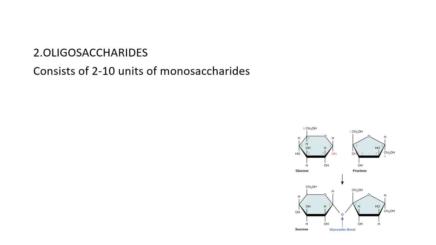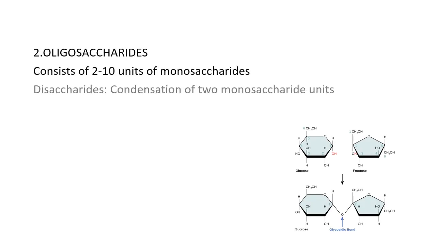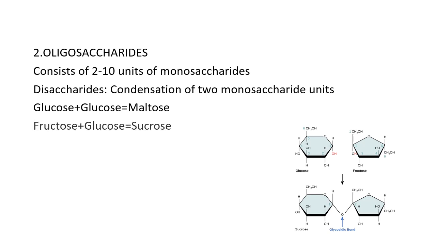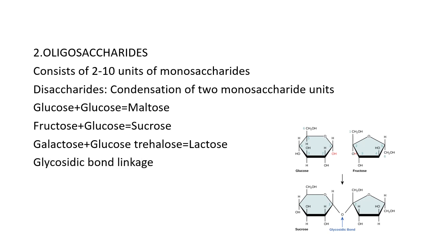This consists of 2 to 10 monosaccharide units. Disaccharides means the condensation of two monosaccharide units. Glucose and glucose gives maltose. Fructose and glucose gives sucrose. Galactose and glucose gives lactose. This consists of a glycosidic bond linkage.